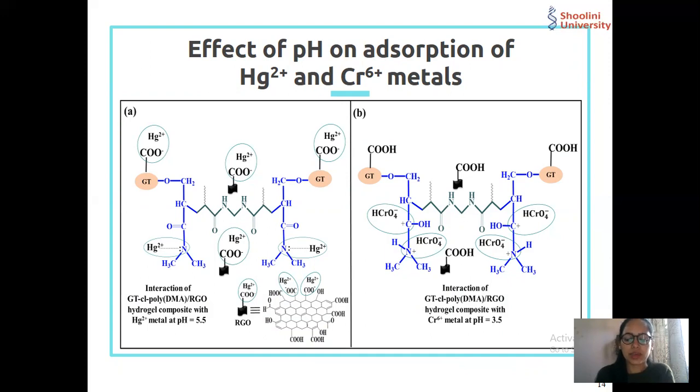In the case of chromium, maximum adsorption was found at a pH value of 3.5. This is because, according to chromium speciation, the HCrO4 negative species is present at a pH value of 3.5. So due to this species, there is an electrostatic interaction between the chromium ions and our sample, and that is why adsorption is more at this pH level.